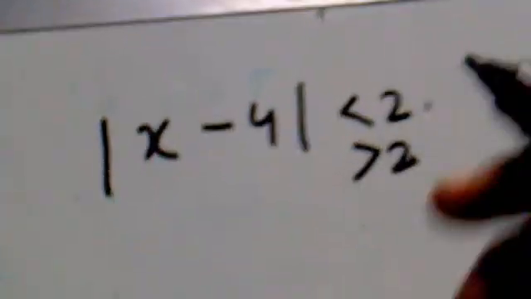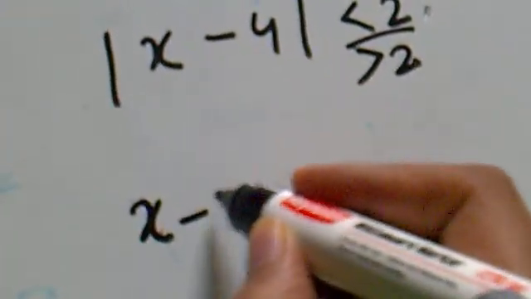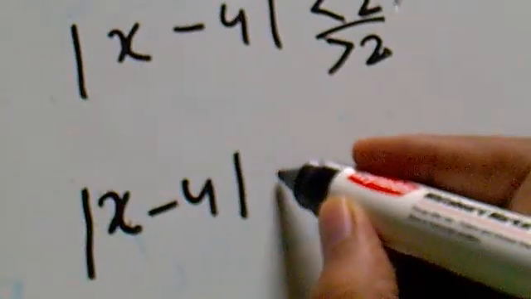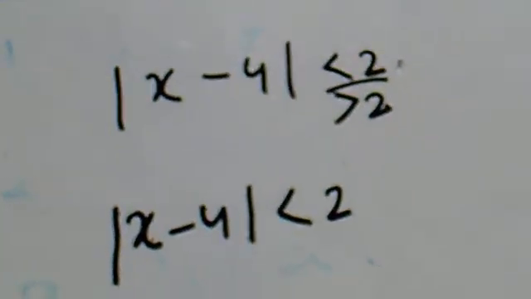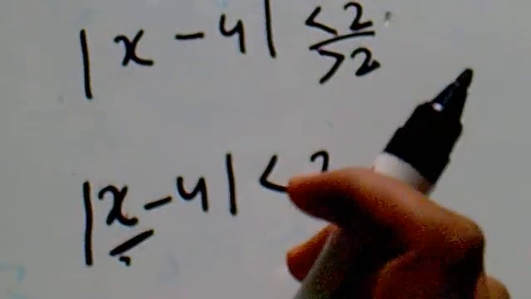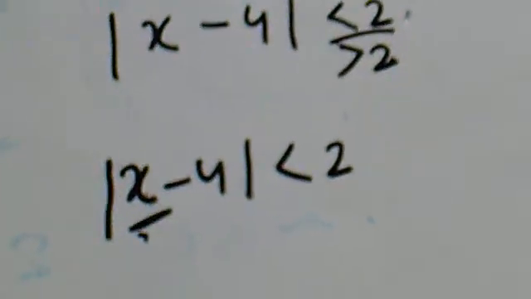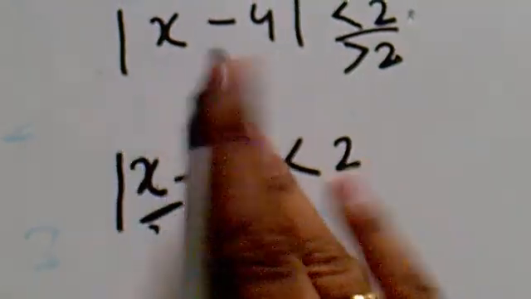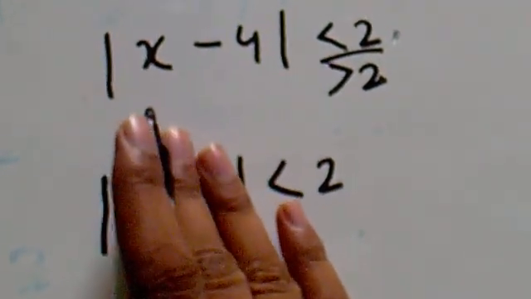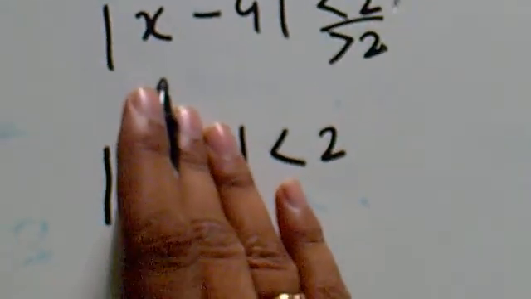So first we'll take the less than case. Suppose we have this problem: the absolute value of x minus 4 is less than 2. How are we going to solve it? We have to tell what the possible values of x are for which this expression is true. For the time being, whenever there is an absolute value problem, just forget what is inside the parallel lines. What we have to do is tell what are the numbers whose absolute value is less than 2.